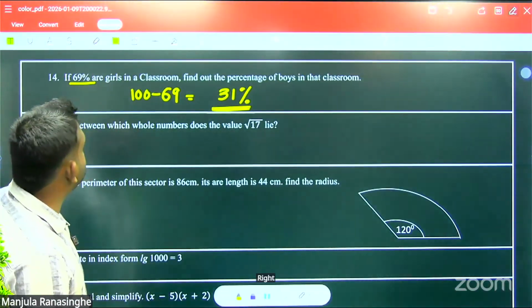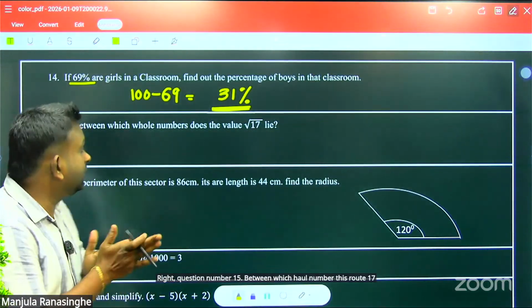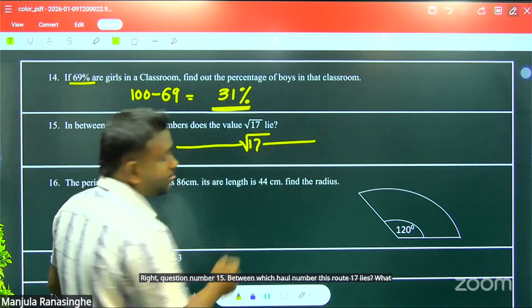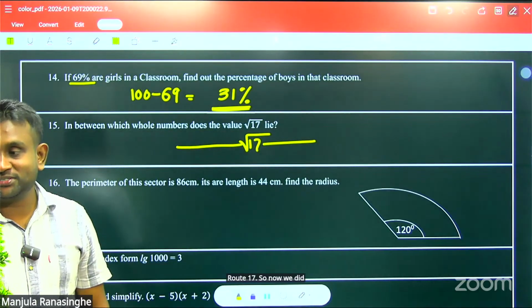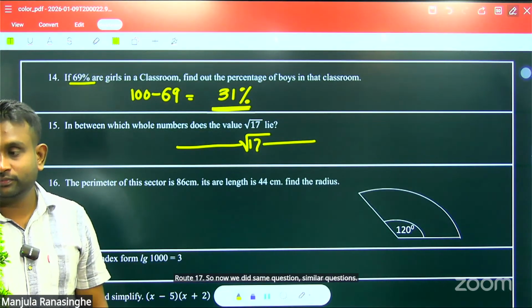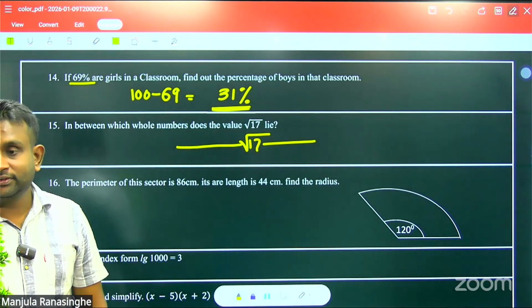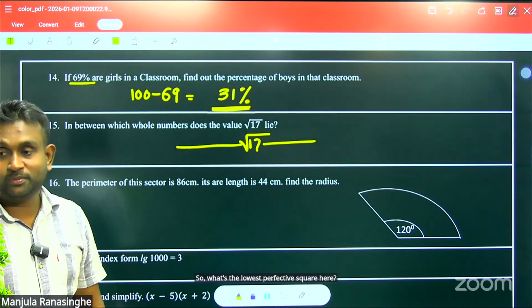Right. Question number 15. Between which whole numbers does root 17 lie? Now tell me, what were your answers for root 17? We did similar questions before. So what's the lowest perfect square here? Lowest perfect square?